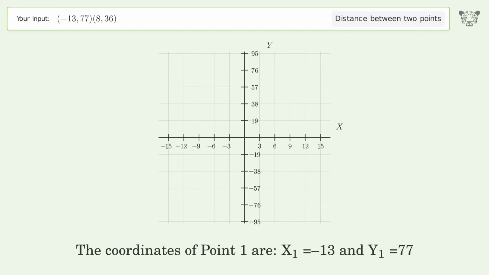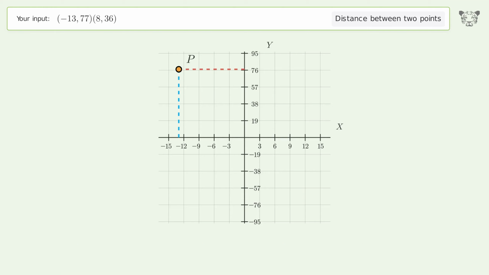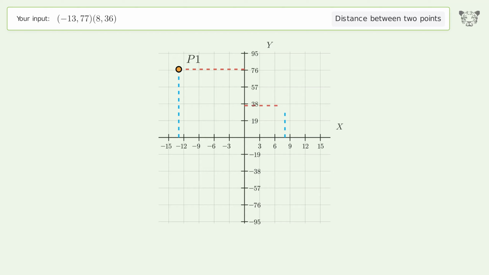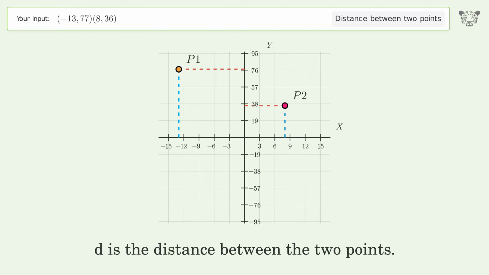The coordinates of point 1 are x1 equals -13 and y1 equals 77. The coordinates of point 2 are x2 equals 8 and y2 equals 36. D is the distance between the 2 points.